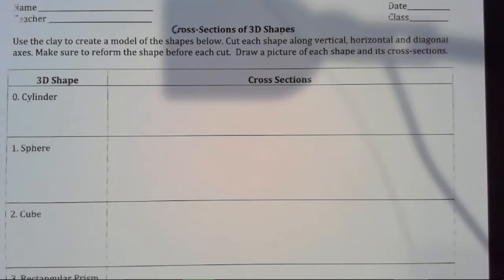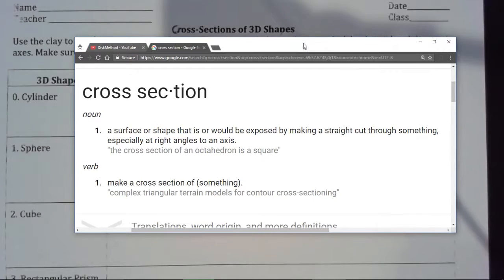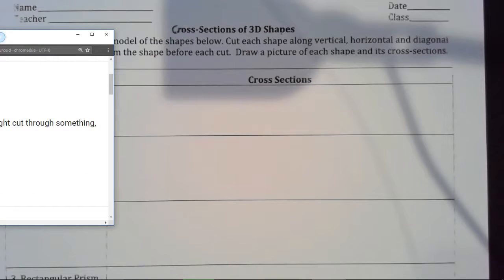Before we do an example of that, though, let's see what the definition of a cross section is. A cross section is a surface or shape that would be exposed by making a straight cut through something. So let's take a look at exactly what we mean by that.